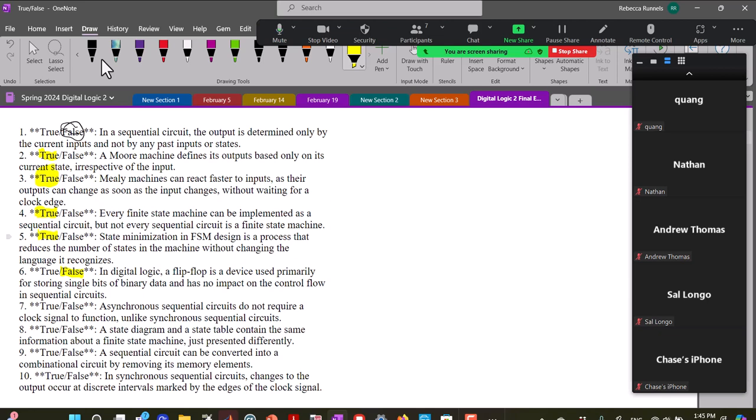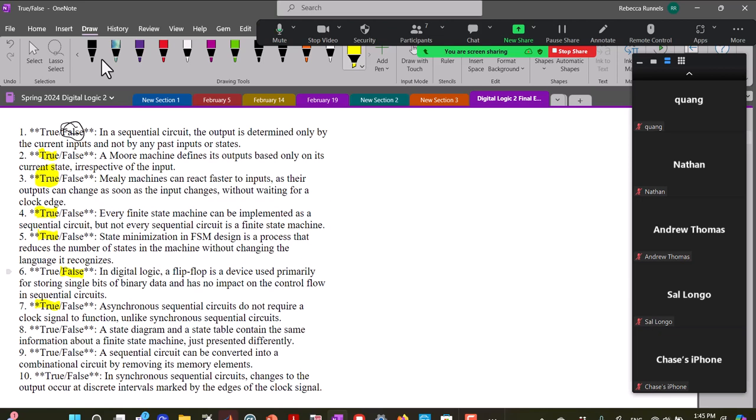Asynchronous sequential circuits do not require a clock signal to function, unlike synchronous sequential circuits. You never really made any of these, but they do exist. And so, yes, it's true. Asynchronous circuits don't operate on the clock edge.